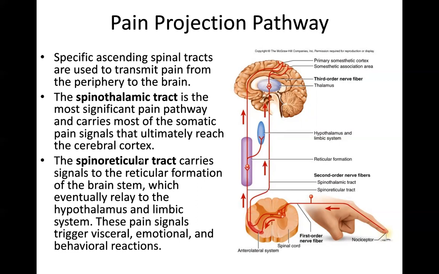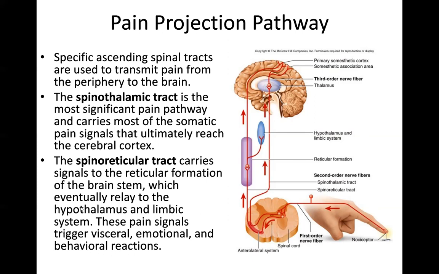The spinoreticular tract carries signals to the reticular formation. Remember, the reticular formation is a cluster of gray matter, kind of like the gray matter in the spinal cord, up in the brain stem, a little bit up into maybe even the cerebellum and the diencephalon. Signals that travel to the reticular formation of our brain stem eventually relay signals to our hypothalamus and limbic system, which trigger visceral, emotional, and behavioral reactions.